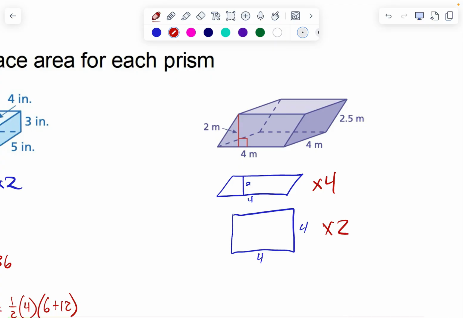Does the 2.5 get used for any areas? No, remember for parallelograms, it's the height, which is perpendicular. So it's this 2, not the diagonal length. Okay? On the right side? No, because this is still a height of 2 as well. This 2.5 is this diagonal right here. Do you see it?